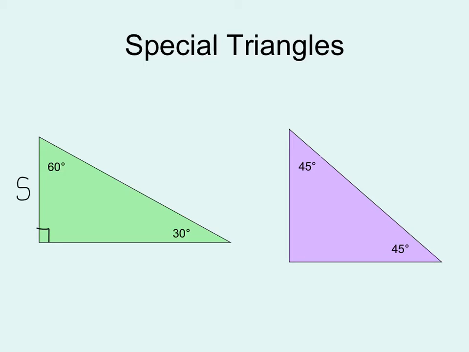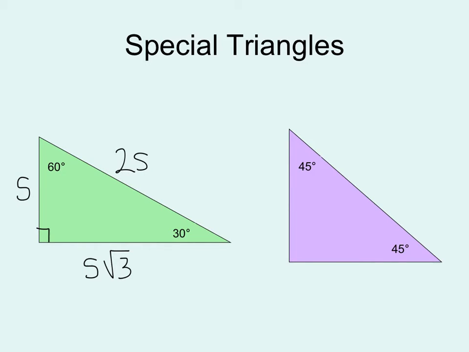And if you remember, in a 30, 60, 90 triangle, if your side opposite the 30-degree angle is S, then the other 2 sides will have to be in a special relationship with that first side. So across from the 60-degree angle will always be that first side, S, times root 3. And across from the 90-degree angle, the hypotenuse, will always be 2 times that smaller side, S.